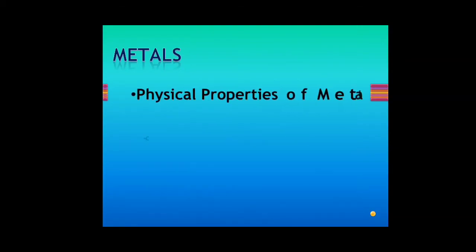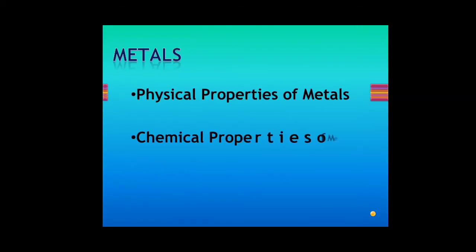What are the physical properties of metals and chemical properties of metals? The physical properties state that metal is sonorous, it has luster, they are malleable, they are ductile. So these are the physical properties of metals. Whereas the chemical properties of metals are, when reacted with oxygen, metals form metallic oxides. When they react with dilute acids, they give us hydrogen gas. So these are the chemical properties of metals.